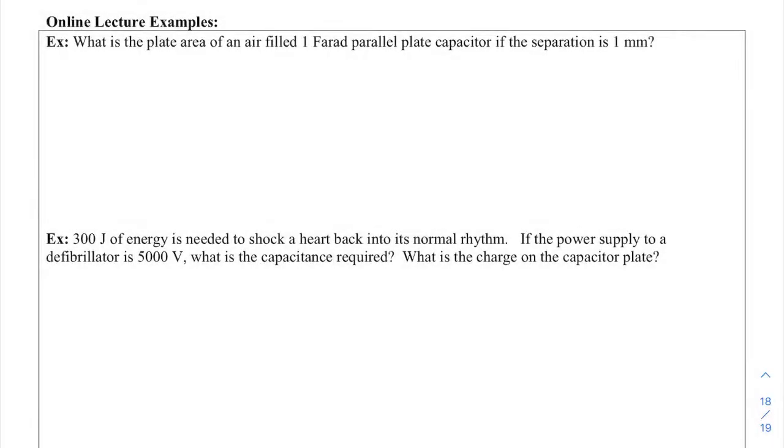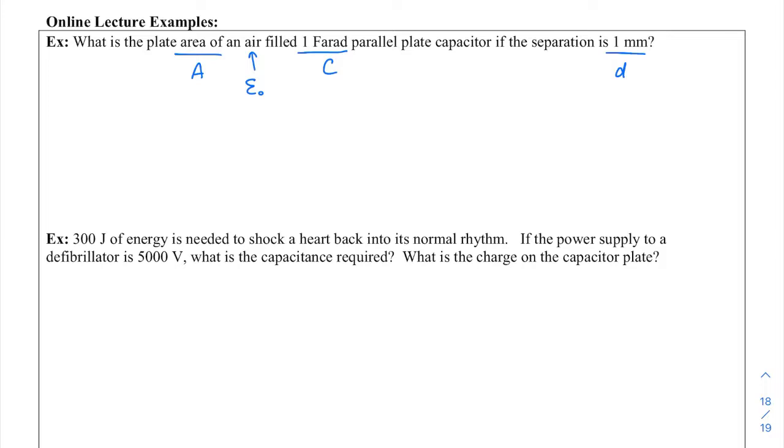Okay, so this is meant to just go through a few examples of capacitors with you. So this first one says, what is the plate area? So we're looking for A of an air-filled 1 farad parallel plate capacitor. So that's our capital C, our capacitance. If the separation is 1 millimeter, so that's our distance. And it's air-filled, and so we know we're working with epsilon naught.